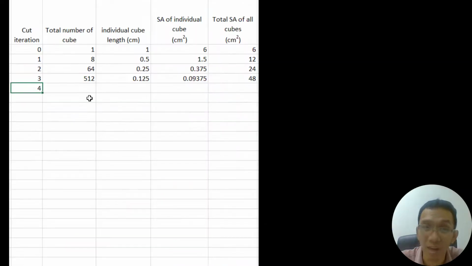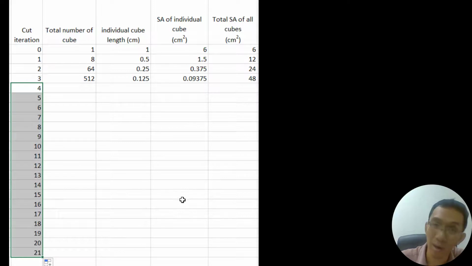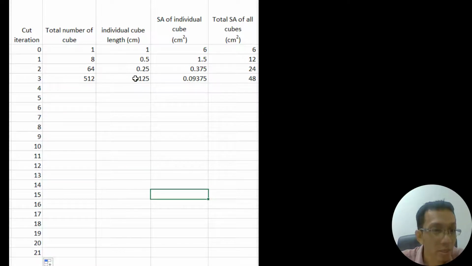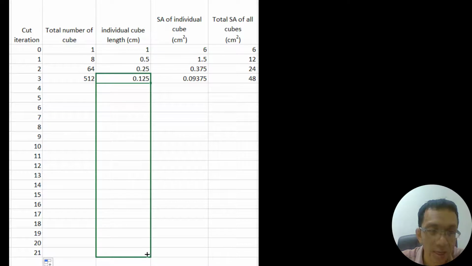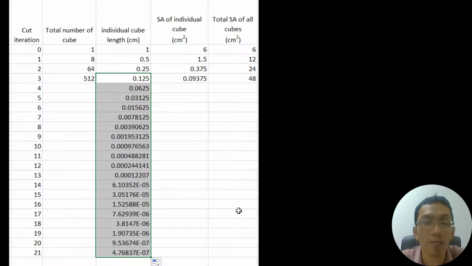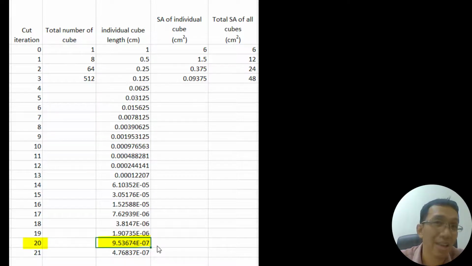So in Excel, you just drag down this cut iteration. Let's say maybe we go until 21, and then we see the individual lengths, because we aim for 10 to the power of negative 7 centimeter here. So we drag down until we see the first instance of 10 to the power of negative 7. Here you can see that you need 20 successive cuts in order to get into nanocube.